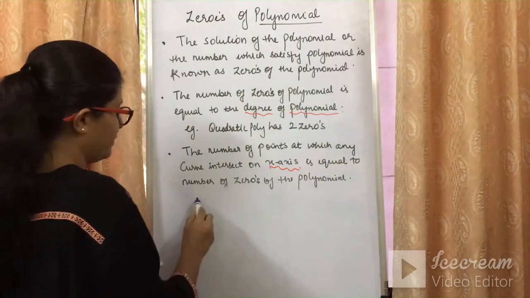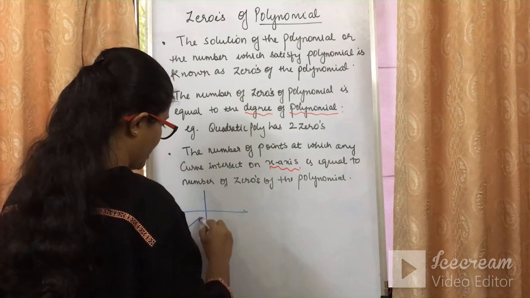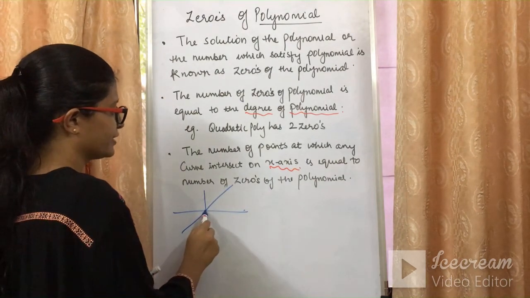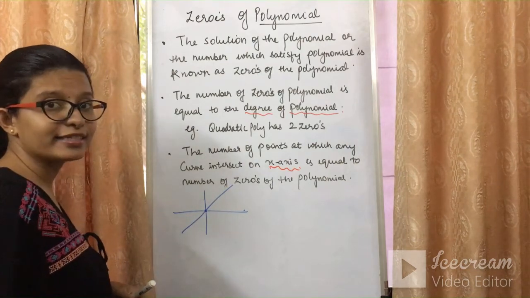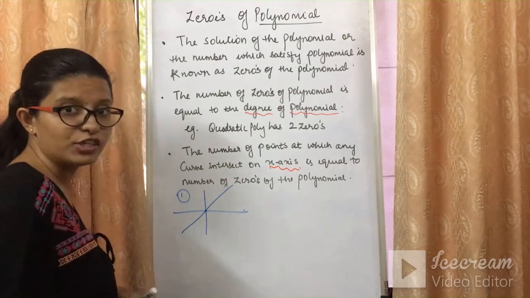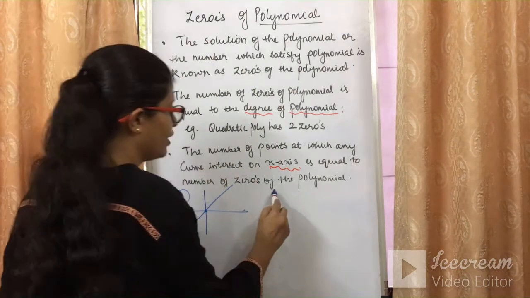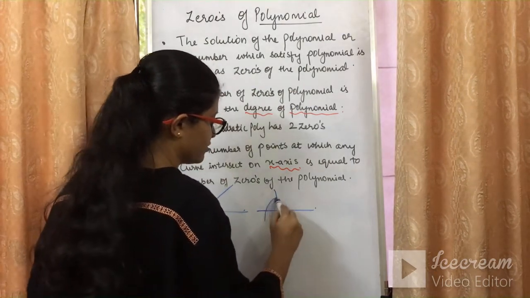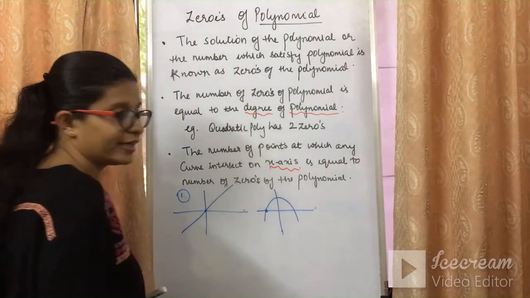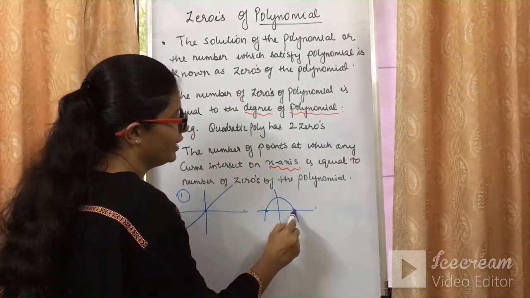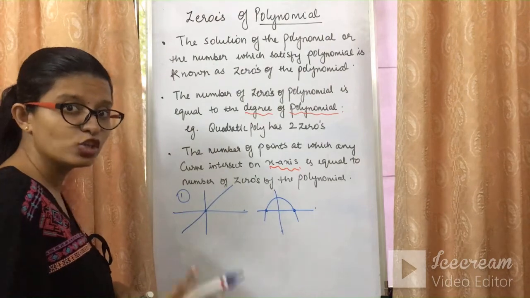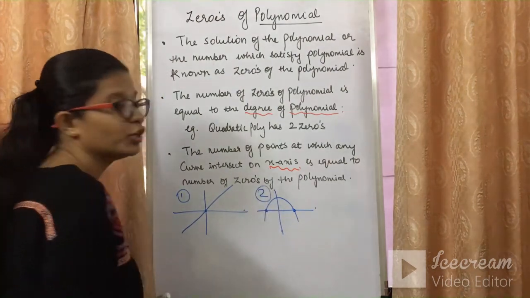So suppose मेरे पास एक graph है and this line is passing through the origin. If it is passing through the origin, we can say that it intersects the x-axis only once. So the number of zeros for this graph will be 1. For example, if I have a graph like this, I can see that it intersects the x-axis here and it intersects the x-axis here. So how many times is it going to intersect the x-axis? 2 times. So it's going to have 2 zeros.